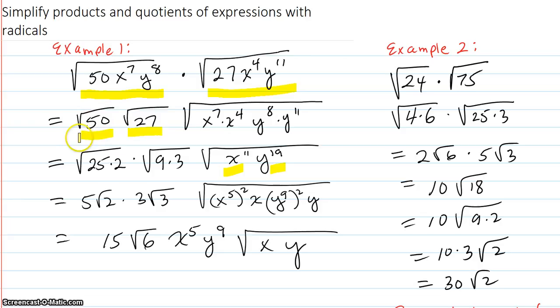Meanwhile, over here with the numbers, I'm looking for the biggest square inside 50, which is 5 squared is 25, and 25 goes in 50 twice. Again, over here, the biggest square inside 27 is 9. That's 3 squared, and that goes in there evenly. And so 9 times 3 is 27, so that's there.